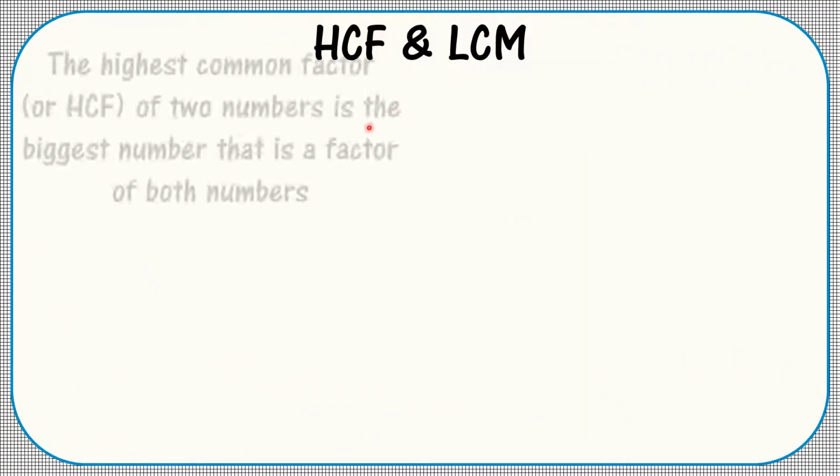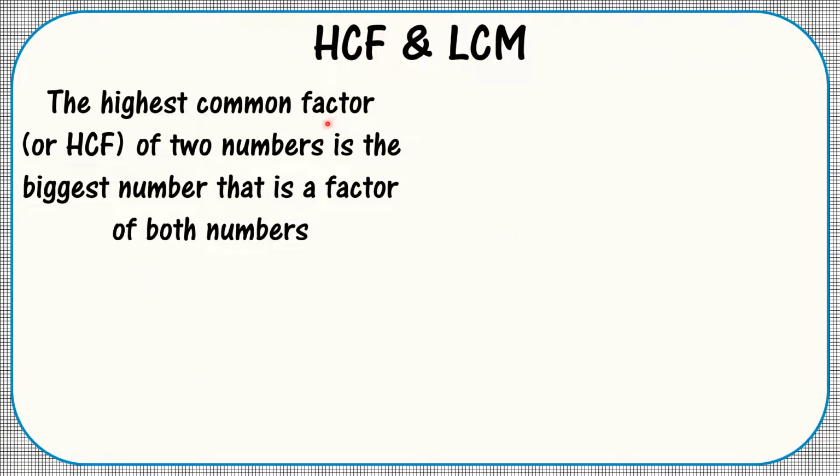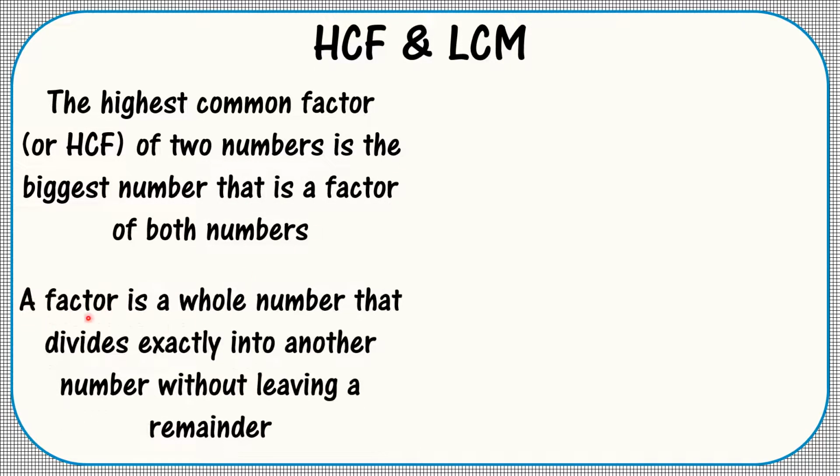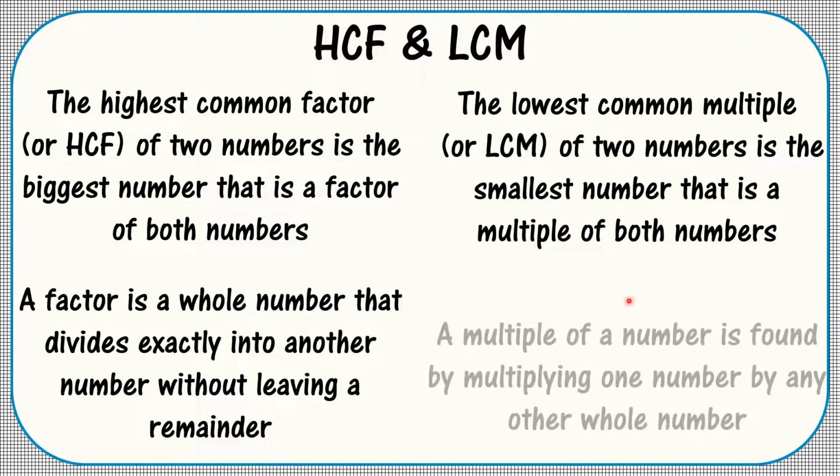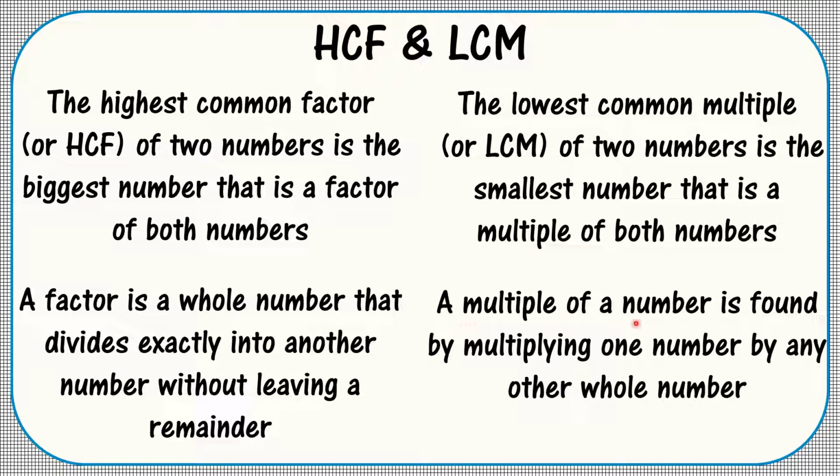For highest common factor and lowest common multiple, the highest common factor, or HCF, of two numbers is the biggest number that is a factor of both numbers. And we know that a factor is a whole number that divides exactly into another number without leaving a remainder. The lowest common multiple, or LCM, of two numbers is the smallest number that is a multiple of both numbers. And we know that a multiple of a number is found by multiplying one number by any other whole number.